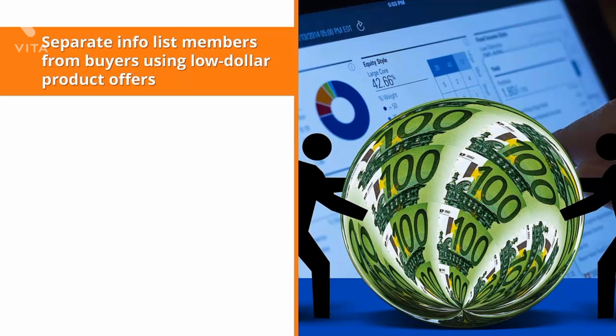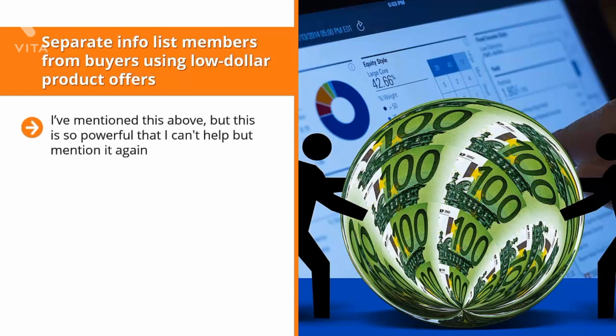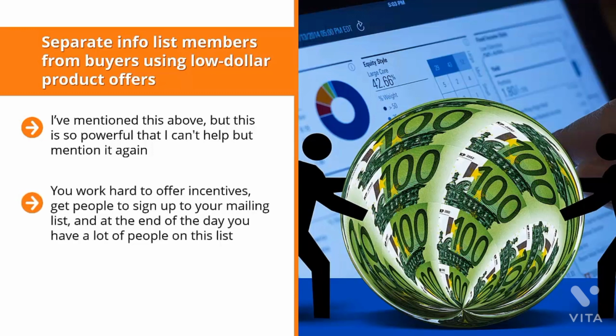Separate info list members from buyers using low-dollar product offers. I've mentioned this above, but this is so powerful that I can't help but mention it again. Depending on your niche, it may be unavoidable that you end up with a general information list. You work hard to offer incentives, get people to sign up to your mailing list, and at the end of the day, you have a lot of people on this list.